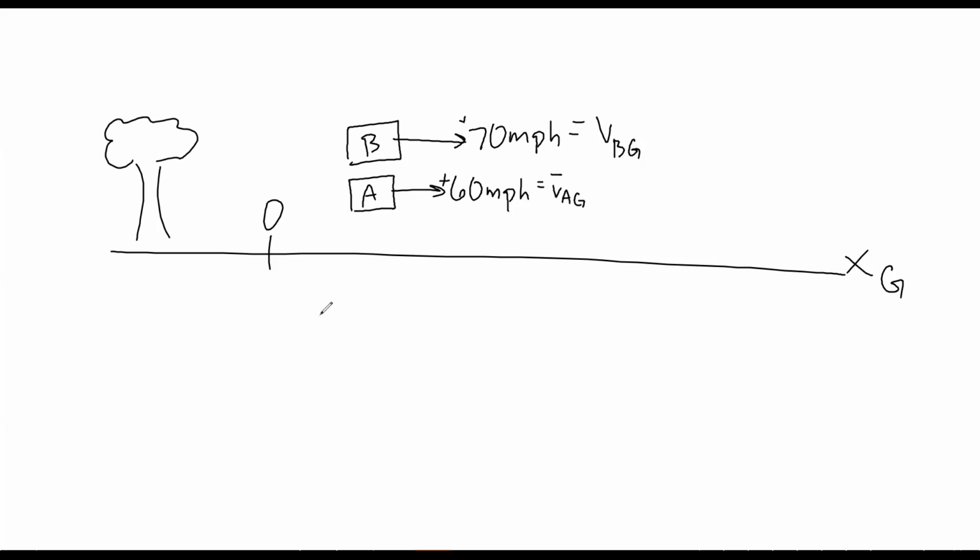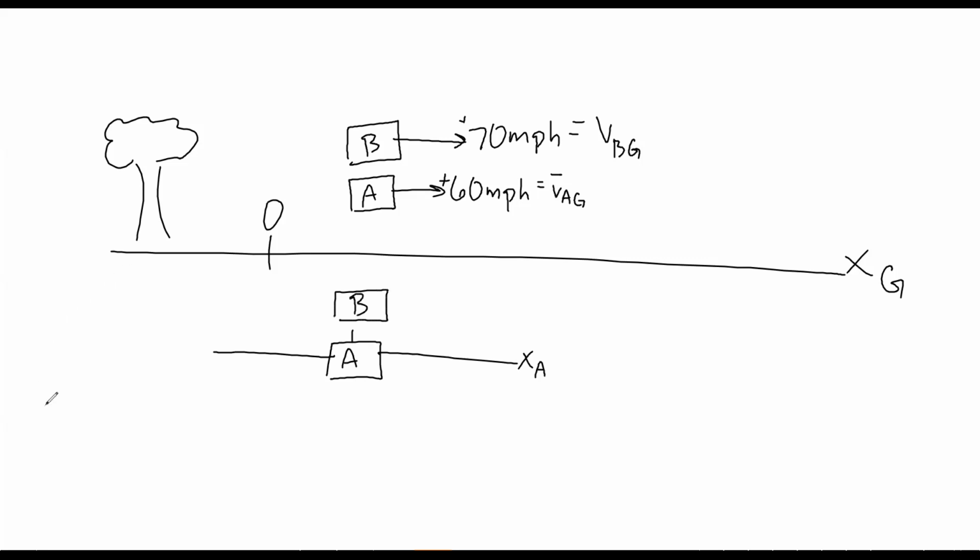But the question is, what does everything look like in A's reference frame? So A has its own reference frame. It's got its own meter sticks, and its own stopwatches, and its own coordinate system. You can call it the origin if you like. What does B look like in A's reference frame? For that matter, what does the tree look like?